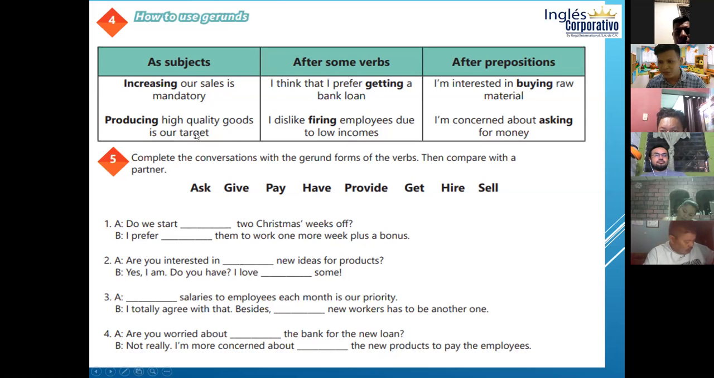For example, who play Free Fire? Carlos Alfonso, creo que sí, right? Okay, when you see the guys with a gun, cuando vemos al tipo con una arma ahí, aparece target, que tiene el objetivo ya apuntado. Entonces, este es target, es objetivo, cuando le apuntamos a algo. Entonces, producir artículos de alta calidad es nuestro objetivo, como una meta. Muy bien, that's good. Eso es como un subject. ¿Cómo vamos a saber que es un subject? Va al inicio. El verbo va al inicio. Increasing, producing, right?